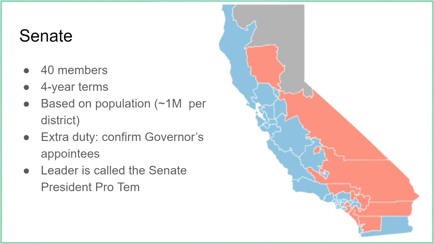On the Senate, I won't read everything, but there are 40 senators who represent our entire state. That map shows how the state is broken up into 40 Senate districts, and each district has a constituency of about 1 million people. So every senator is tasked with leading and speaking on behalf of 1 million constituents. And the leader of the Senate is a person from the majority party who is elected by the party, called the Senate President Pro Tem.